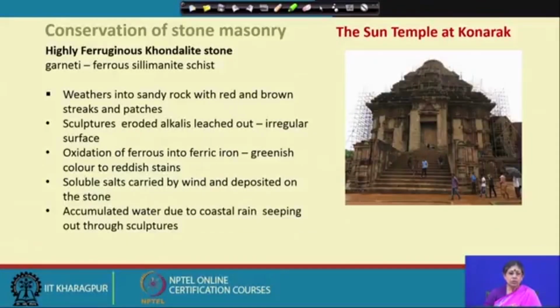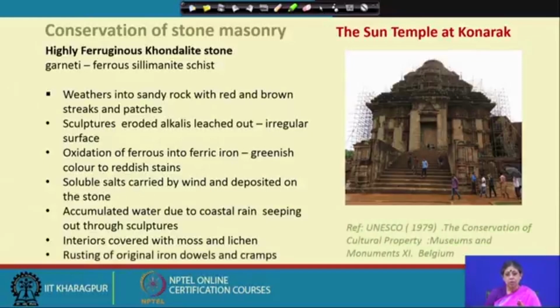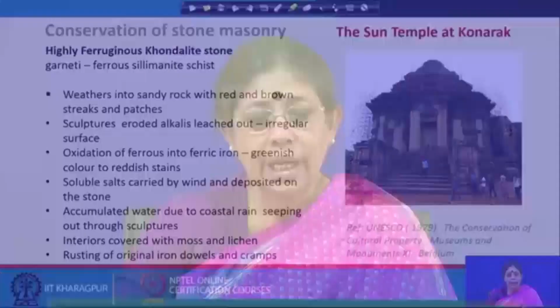Also, accumulated water from coastal rain was seeping through the structures and sculptures, and the interiors were covered with moss and lichen. So these are broadly the types of problems found in the Konark temple. Also the dowels used with the stones were iron dowels, and they were corroded not only by the water but by the salinity of the water, which caused cracks in the stone. So these are broadly the major types of defects found in Konark stone.